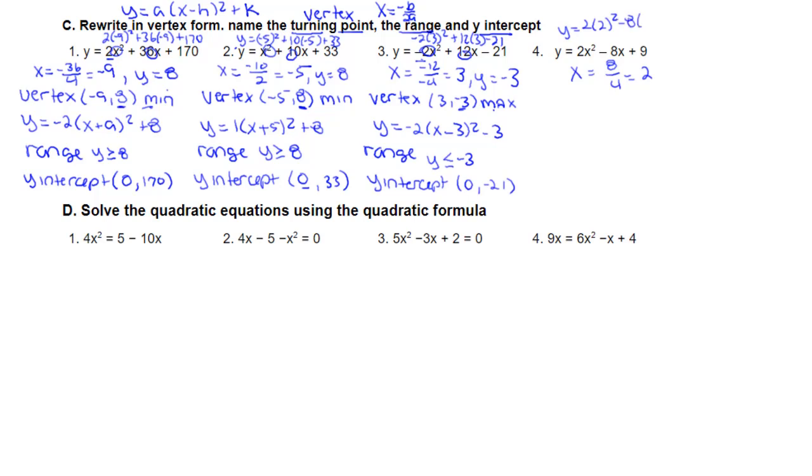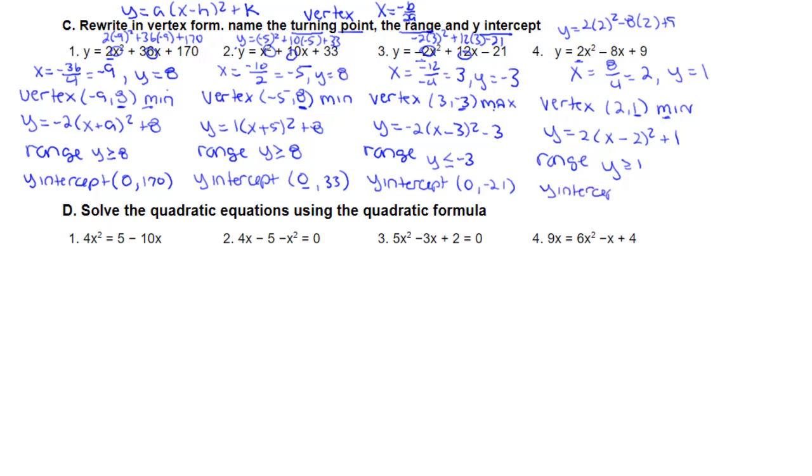And then last but not least, we're going to do the same thing here. We're going to find out that the vertex is going to be 2, 1. It's a minimum. We put it in vertex form like this. We found the range. That's the smallest y. The rest must be bigger. To find the y-intercept, we make all the x's equal to 0. And we're done.